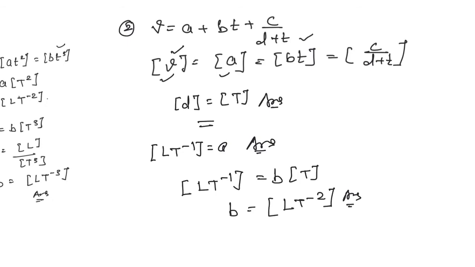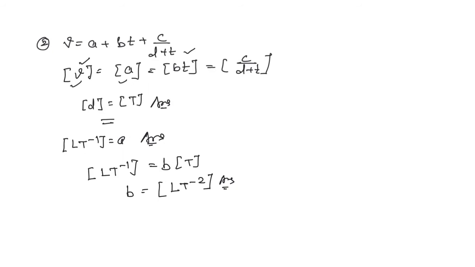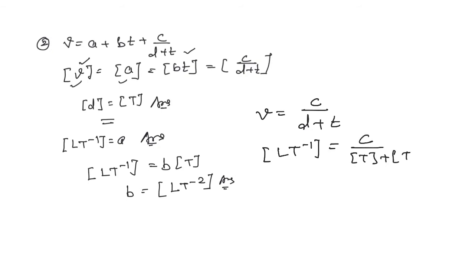And finally, if you want to find for C, class, what you will do? You can compare velocity with C D plus T. Now class, velocity is LT minus 1. What is C, class? We have to find. What is D? That is time plus time. What is time plus time, class?